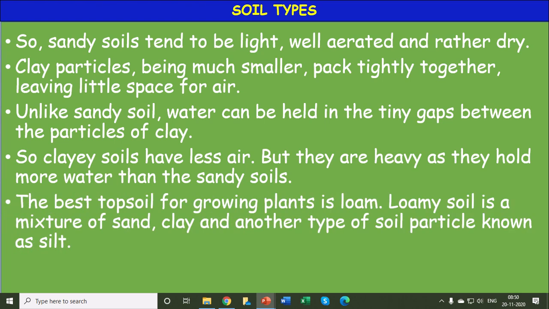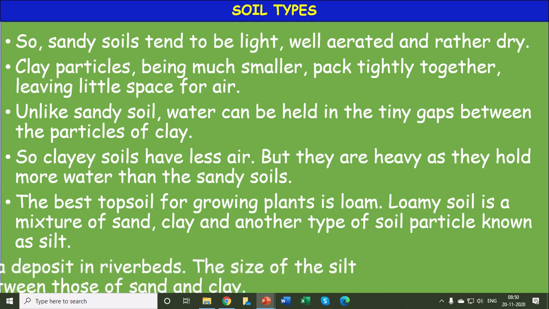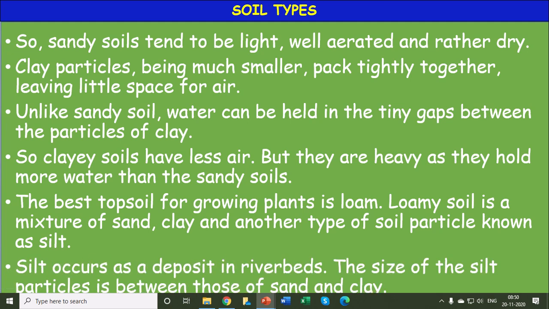The best topsoil for growing plants is loam. Loamy soil is a mixture of sand, clay and another type of soil particle known as silt, very fine particles of soil. So loamy soil is the best soil for growing plants. Silt occurs as a deposit in riverbeds. The size of the silt particles is between those of sand and clay.